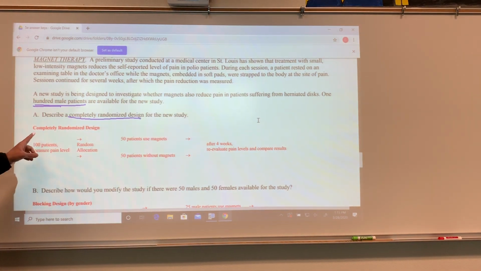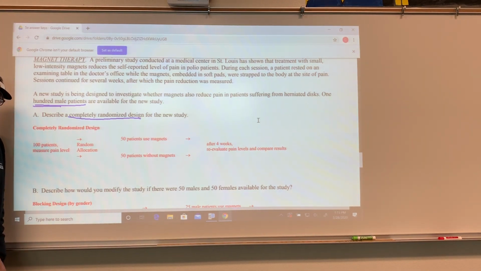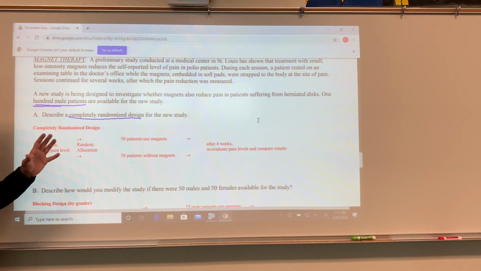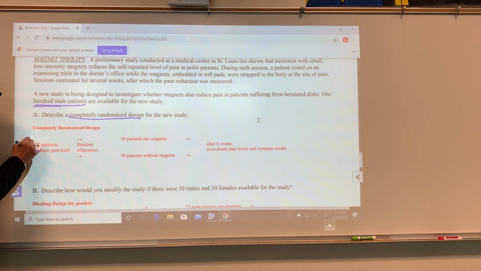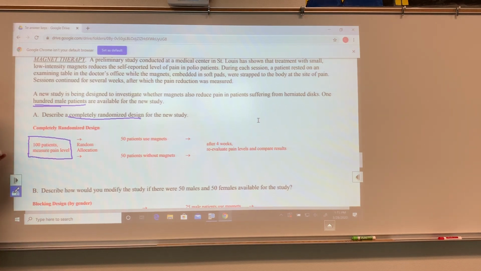Okay. When they ask you to design something, you can write it out in paragraph form, you can write it out in bullet form, or you can draw a picture, an algorithm, which is often what I do. So I usually draw squares around things to show you how things are moving. So this is a group of 100 patients, and you measure their pain level to begin with.